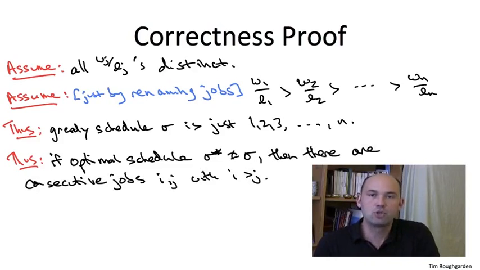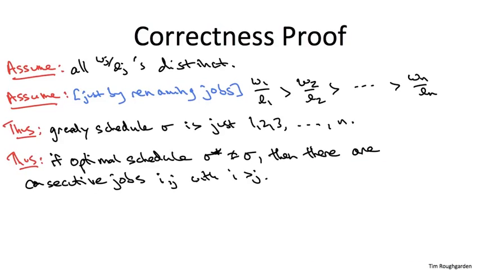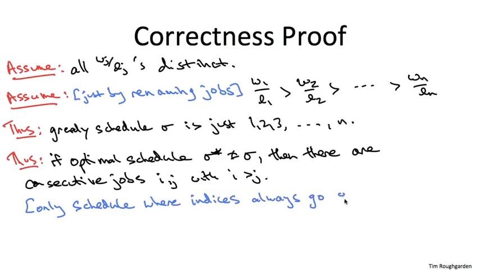So again, by virtue of the optimal solution sigma star being something other than the schedule 1, 2, 3 up to n, there must be two jobs somewhere in the schedule executed in a row, one after the other, so that the earlier job i has a higher index than the subsequent job j. Why is this true? Well, the reasoning is that the only schedule that has the property that indices only go up as you go from the earliest job to the latest job is the schedule 1, 2, 3 all the way up to n. There is no other schedule with the property that indices always go up other than 1, 2, 3 all the way up to n.